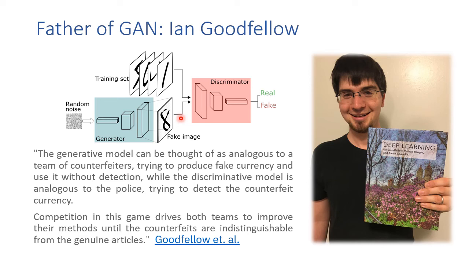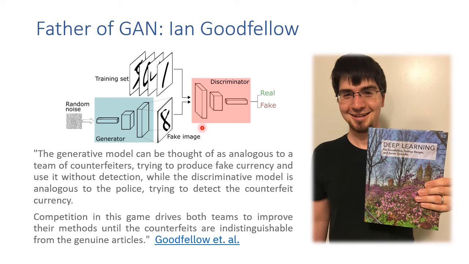Okay, the original author says that the generative model can be thought of as analogous to a team of counterfeiters, trying to produce fake currency and use it without detection, while the discriminative model is analogous to the police, trying to detect the counterfeit currency. So those two networks compete with each other. Competition in this game drives both teams to improve their methods until the counterfeits are indistinguishable from the genuine articles. In other words, the generator tries to make more realistic fake images, while the discriminator tries to improve to detect the fake images, to tell which one is fake.